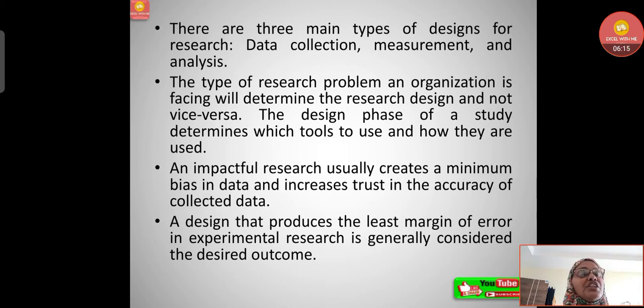Now, the type of research problem an organization is facing will determine the research design and not vice versa. The design phase of a study determines which tools to use and how they are used. An impactful research usually creates minimum bias in data and increases trust in the accuracy of collected data. A design that produces the least margin of error in experimental research is generally considered the desired outcome.